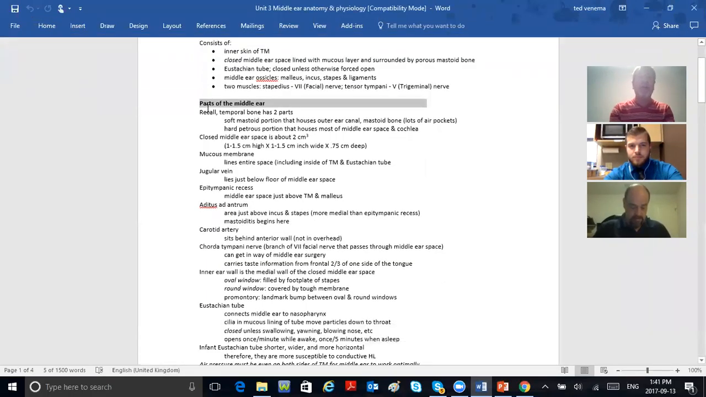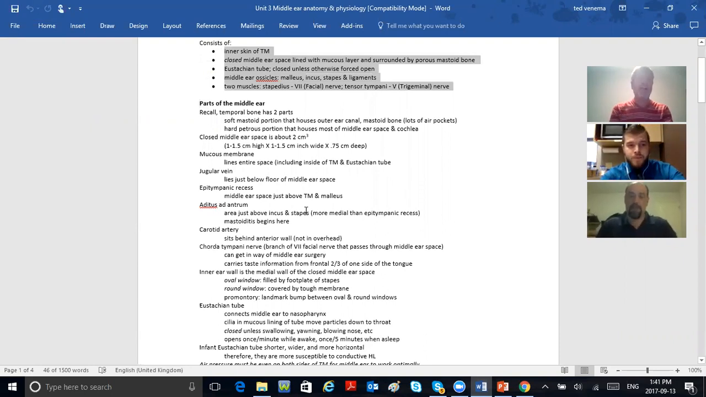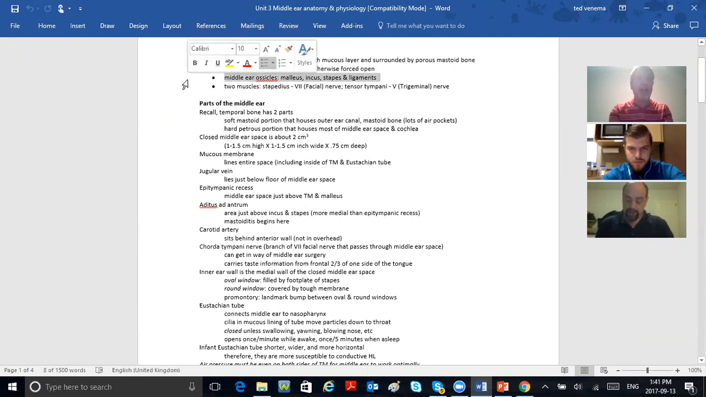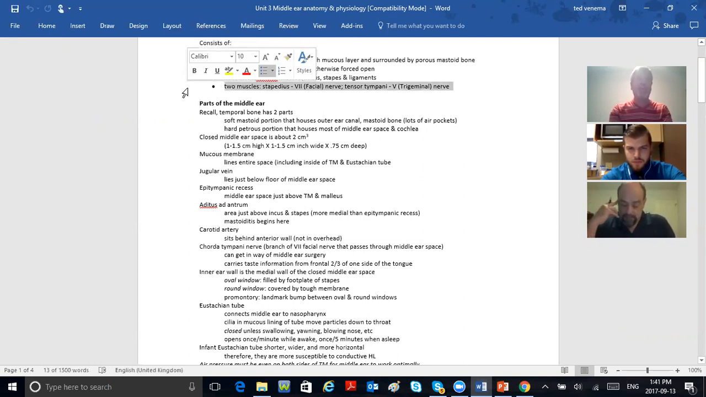We have just begun a bit of the middle ear. We're on the section of the middle ear, and we're largely covering the notes of the middle ear and a PowerPoint here. So we've gone over the basic parts of the middle ear. The inner lining of the tympanic membrane. It's a closed space filled with air. The eustachian tube allows new air to get up into it. The middle ear ossicles, malleus, incus, and stapes and their ligaments, and two middle ear muscles, the tensor tympani and the stapedius. So here we go.